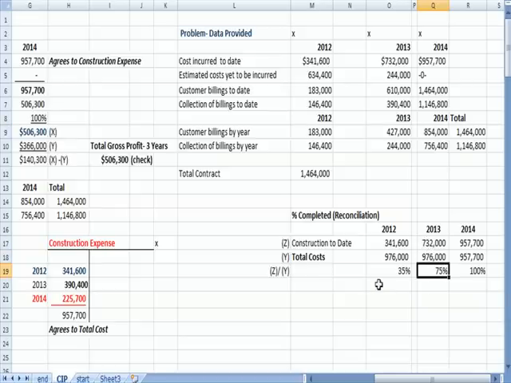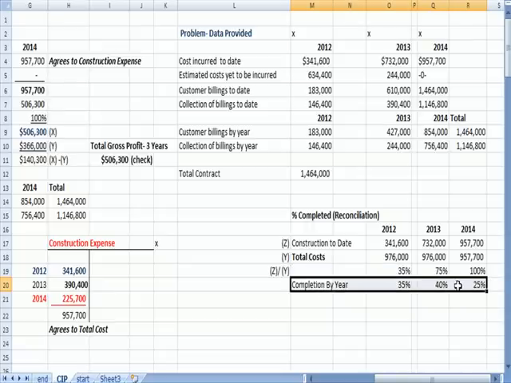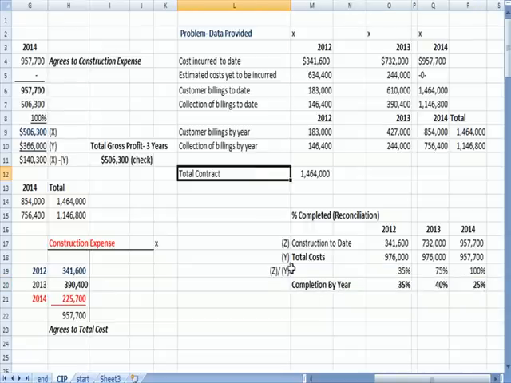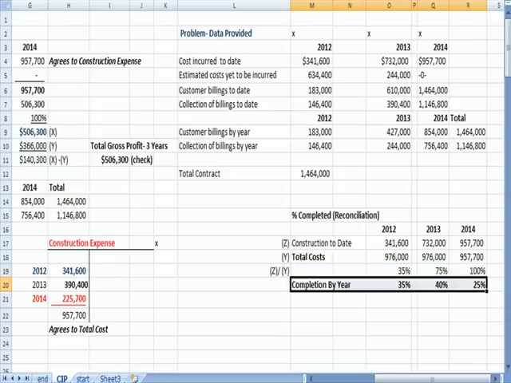Now also note that the completion by year, if you will, is 35% for 2012, excuse me, 35%. 2013, it's actually 75 minus 35. We completed 40% in 2013. And in 2014, 100 minus 75, we completed 25% in this year. So I'm adding in a figure called completion by year, which I think is a more accurate way of showing this data, so we don't have to hunt around to find the data.